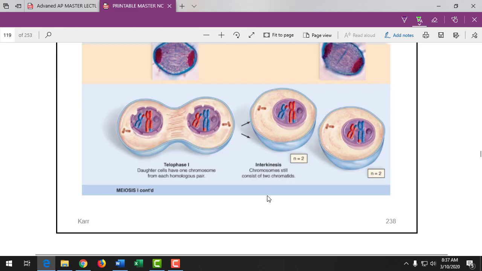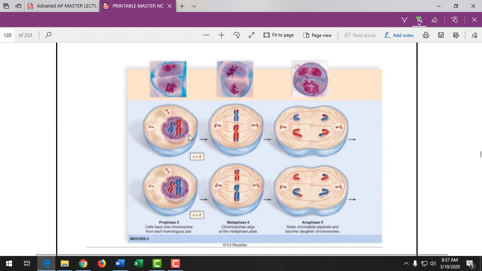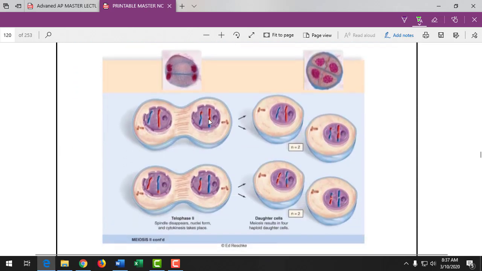So if this divides into 2 and this divides into 2, we have a total of 4 cells, right? So now the job of meiosis 2 is just to pull these sister chromatids apart. So that's what happens. So here's each of those cells, separating the chromatids in anaphase 2. And then telophase 2 is breaking them apart, and now we've got 4 cells. And you can tell the difference because they're no longer sister chromatids, right? They're individual cells.